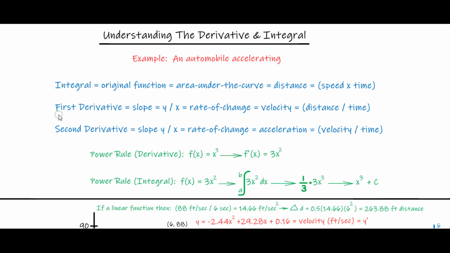If we were to get the derivative of the first derivative, we would then reach the second derivative, which would be the acceleration, or the distance divided by time, then divided by time once again.